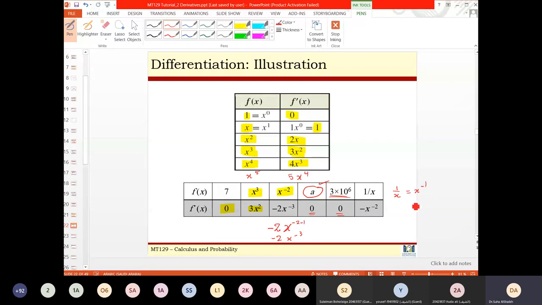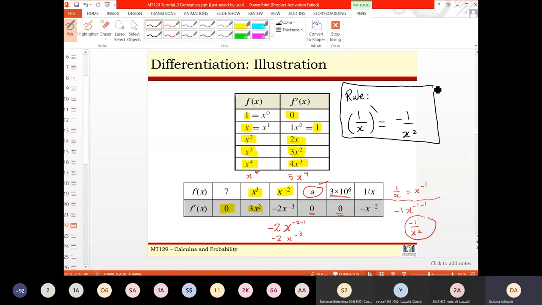And the derivative of x to the power minus 1 is minus 1 times x to the power minus 1 minus 1. This is minus 1 over x squared. By the way, this is one of the important rules. Add it to the rules, and we are going to use it a lot. The derivative of 1 over x is minus 1 over x squared. This is one of the important rules that we use a lot. So add it to the rules. Minus 1 over x squared, and this is how we do it.